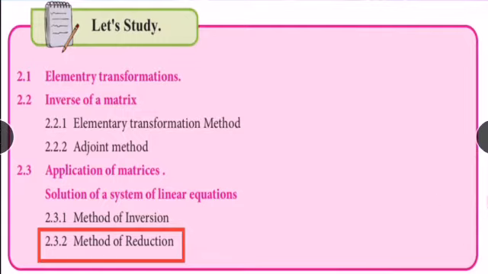Let's study. First is elementary transformation, and second is inverse of a matrix. There are two methods: first is the elementary transformation method and second is the adjoint method. And application of matrices: first is the solution of systems of linear equations, by the method of inversion and the method of reduction.